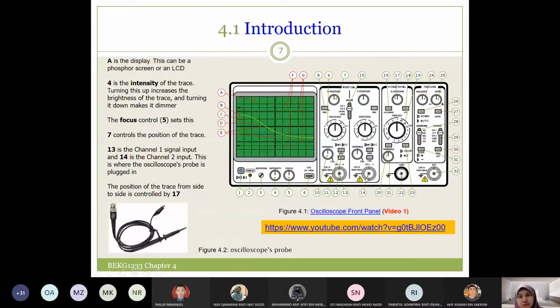Okay, this is the front panel of oscilloscope. You can watch the YouTube video, that explains the function of each component on oscilloscope. A is the display. So this is the screen or the display. This can be a phosphor screen or an LCD. 4 is the intensity of the trace.